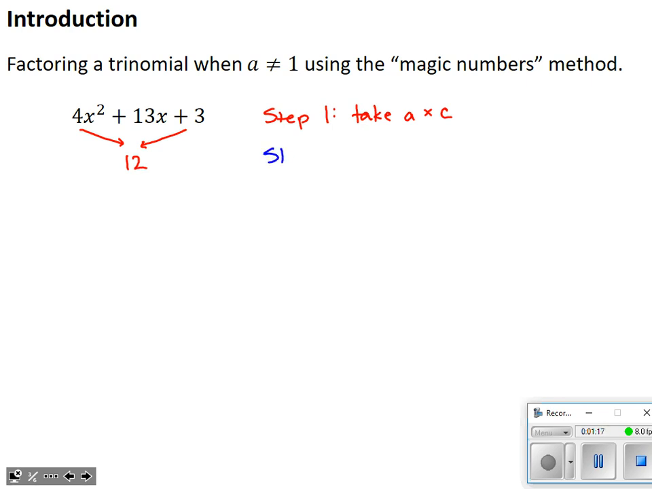Step 2 is to then find the magic numbers, and this is just an adjusted approach from what we had earlier. Because of that 4 out front, we needed to involve that in our magic number process. So what multiplies to be 12, and we're still going to look back at that b term in the original, and adds up to make that. So in this case, my magic numbers, I'm going to jot those off to the side, are 12 and 1, both positive.